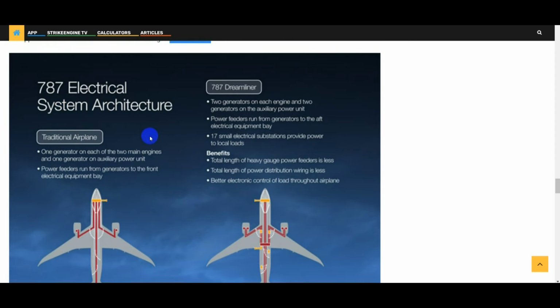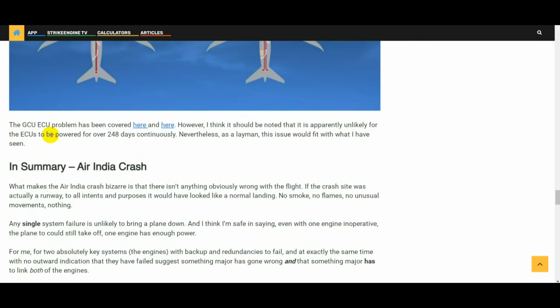So it's just a quick graphic here showing the electrical makeup of a 787 versus a traditional airplane. The generator control unit ECU problem has been covered here and here. It's flight data, and I think in the Guardian. I've linked to both articles if you want to go and see them.